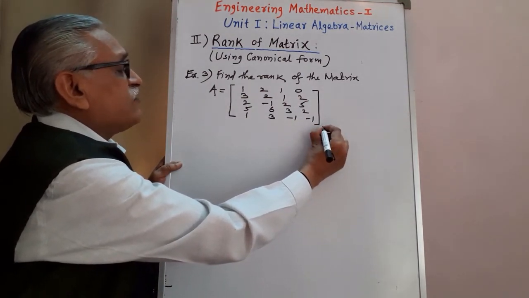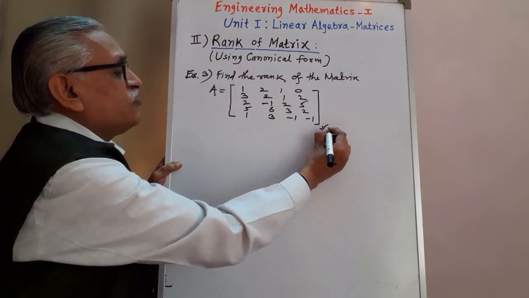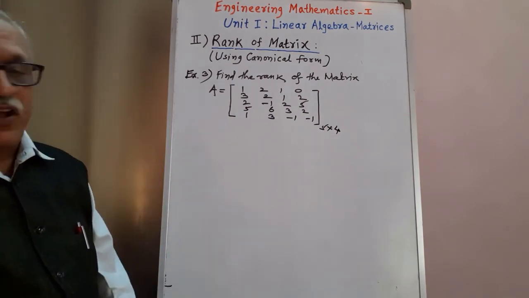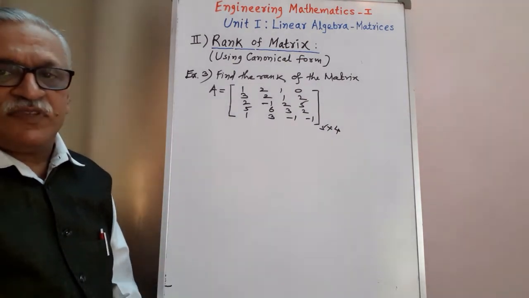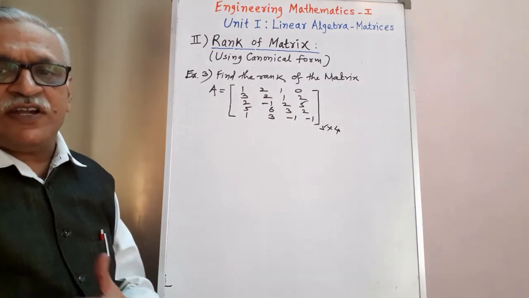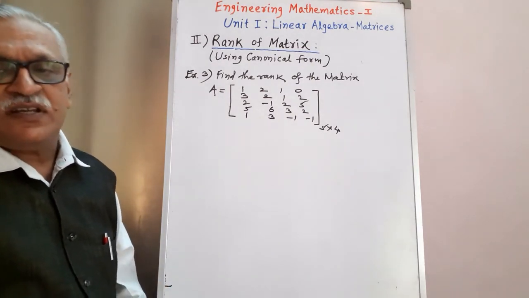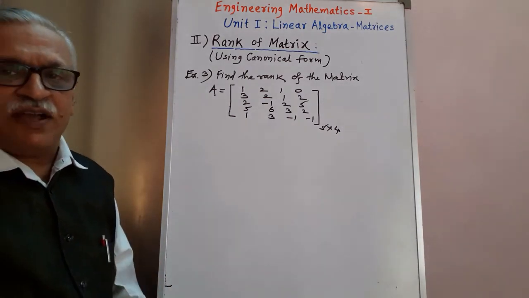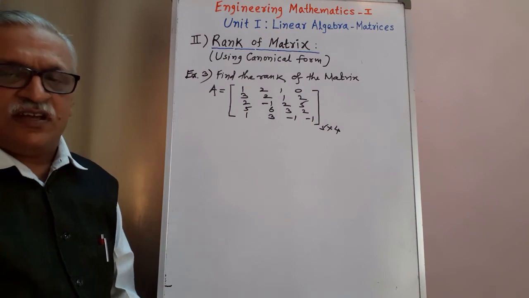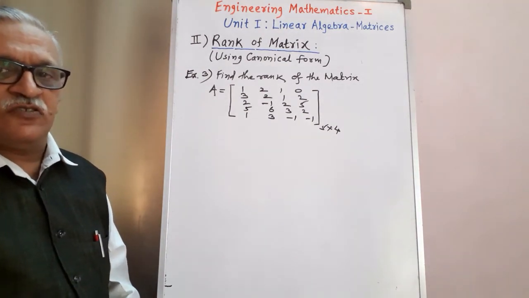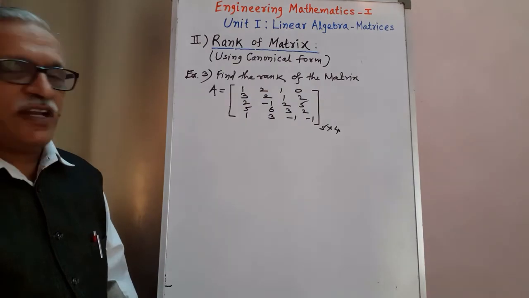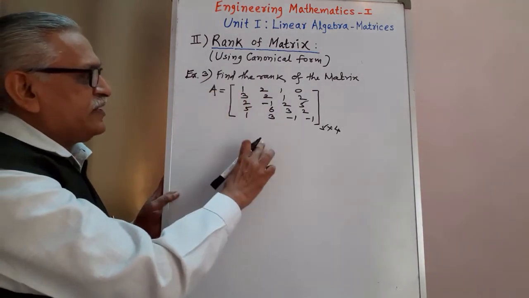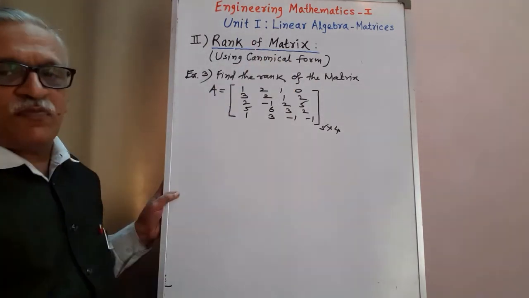Here there are 1 2 3 4 5 rows, 5 and 4 columns. Therefore, the order of this matrix is 5 by 4. If we have to apply the definition technique, we have to start with the minor of order 4, then every minor of order 3, and then minor of order 2, like this. The process is somewhat lengthy to perform. Therefore, we are not supposed to apply that technique. Here we try to obtain the rank by the canonical form technique.